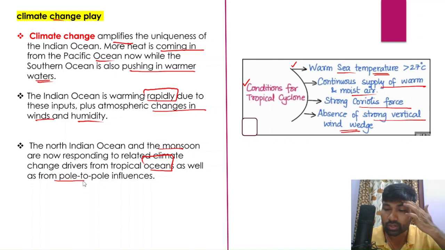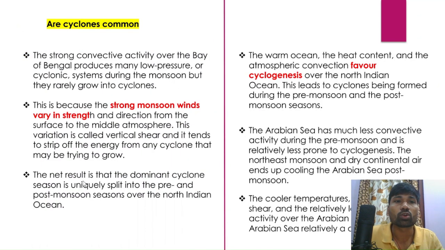So without any doubt, climate change has been playing one of the instrumental roles in influencing cyclones in both the Arabian Sea and Bay of Bengal, because the sea surface temperatures have been increasing and there is also a change in the wind patterns as well, right?